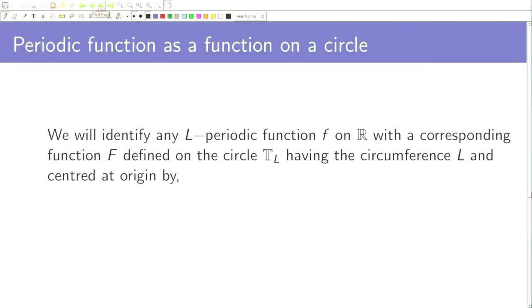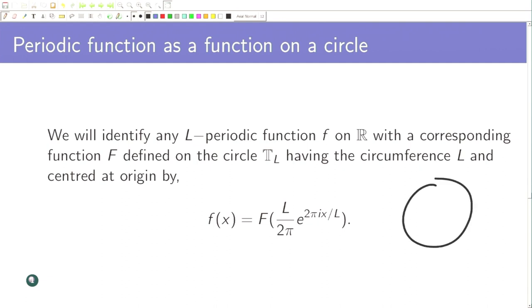So, how do I write this? We will identify any L periodic function f on R with a corresponding function capital F defined on the circle T_L. T_L is nothing but the circle where the circumference is L, with the center at the origin, where f of x is equal to F of L by 2 pi times e to the power 2 pi i x by L. This is the argument part and this is the radius.